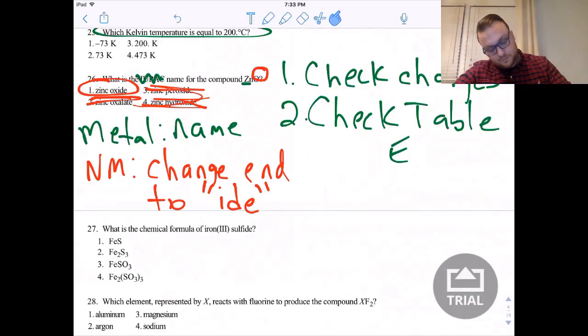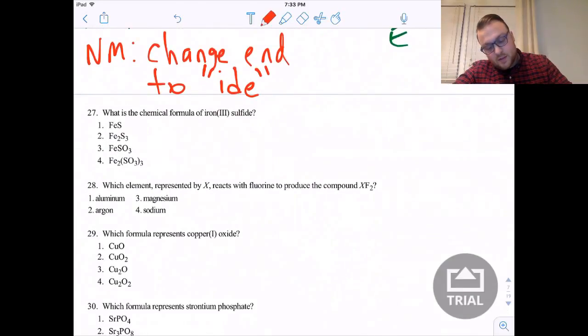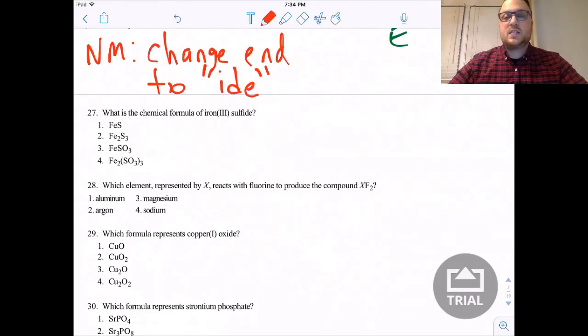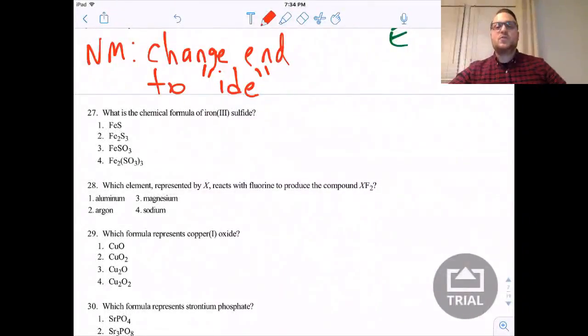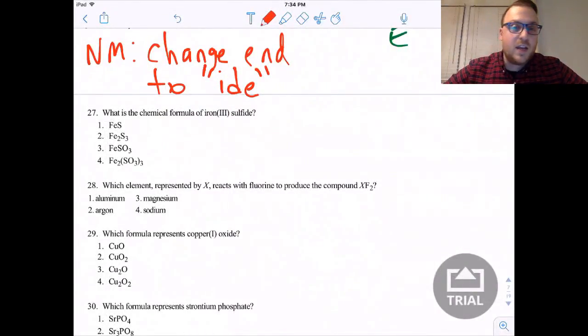Okay, iron 3 sulfide. A big testing strategy I tell my students, especially when I'm tutoring SAT and ACT, is to predict your answer before you look at them, so you don't let the answers influence your decision. Because if you see iron 3 sulfide and the first thing you do is look at these answers, you're going to get a little stressed out, because you might see answer choice 4 and go, is sulfide SO3? Try not to look at the answers. I know it's hard, but try not to.